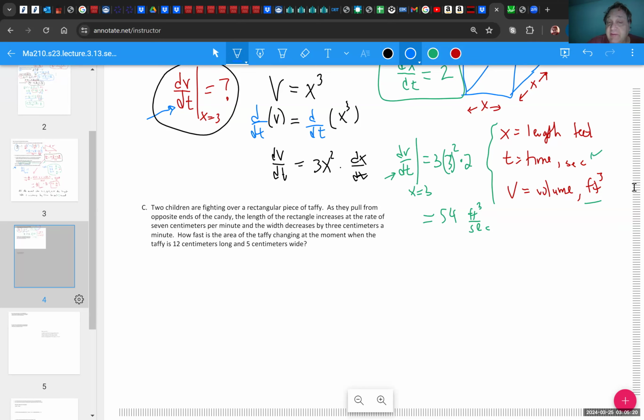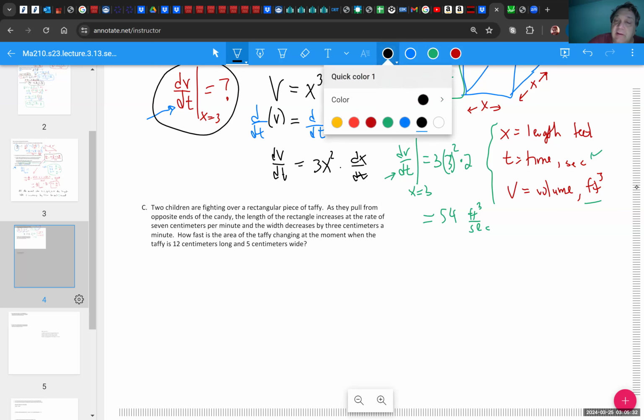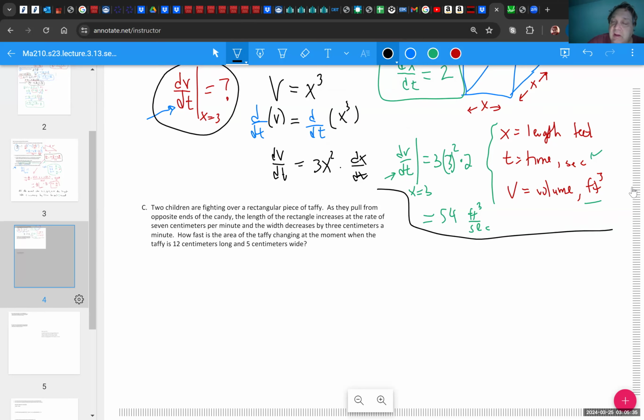All right, so key thing is there's a rectangular piece of taffy. Doesn't matter if you even know what taffy is. It's a rectangular piece of something, and it's being stretched. They pull from opposite ends where the length is increasing and the width is decreasing. So I'm going to try to give a visual and write down the information. Here's my rectangle in blue. I have a blueberry piece of taffy or something. So there's my thing. It has a length. It has a width. The length is increasing. The width is decreasing.